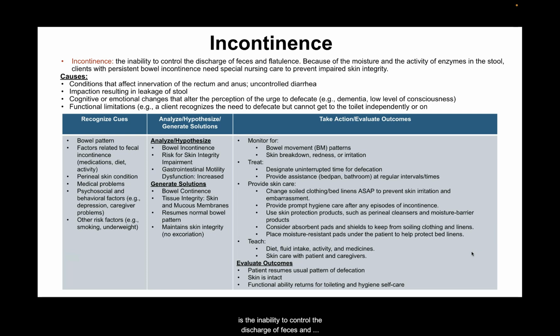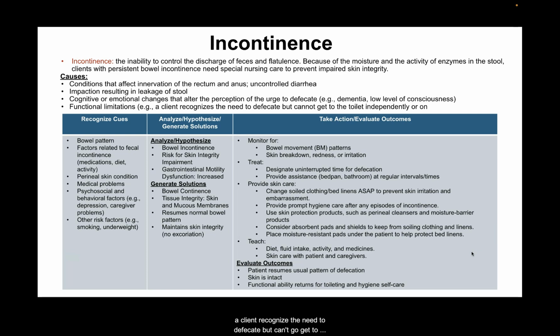Incontinence is the inability to control the discharge of feces and flatulence, because of the moisture and activity of enzymes in the stool. Clients with persistent bowel incontinence need special nursing care to prevent impaired skin integrity. What are the causes? Conditions that affect the innervation of the rectum, right? Uncontrolled diarrhea. Impaction resulting in leakage of stool. Sometimes the stool leaks from the sides of that impaction. Cognitive or emotional changes that affect your gut, like dementia, low level of consciousness, functional limitations.